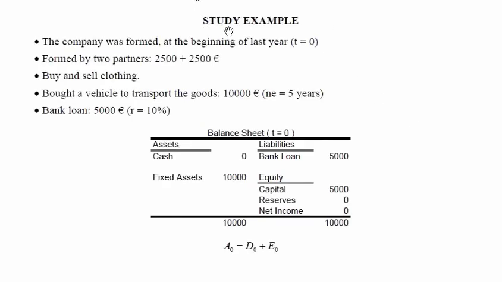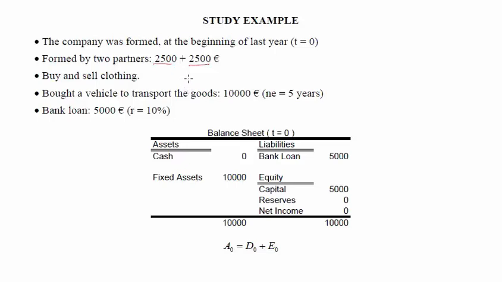So let's look to our study example. It's a very simple situation in which a company was formed in the beginning, for example, of the last year, by two partners. Each partner entered with a capital of 2,500 euros. That is, there are two shares. And the business of this company is a very simple one. They just buy clothing to some factory and they sell that clothing to the general public or to other sellers.